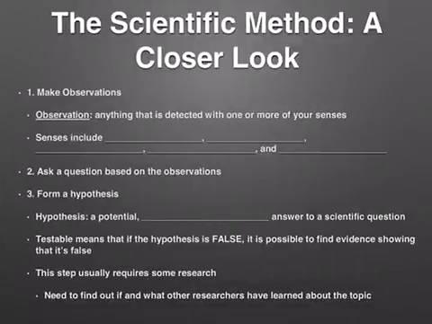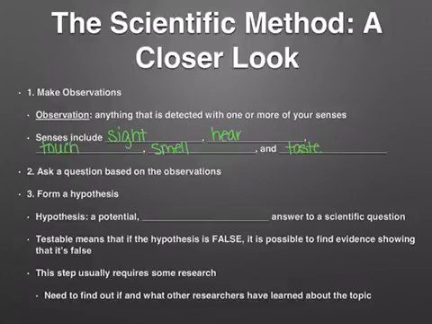So when we look at the scientific method, we're going to look at all the different steps to it. The first step says to make observations. An observation is anything that is detected with one or more of your senses. As a reminder, your senses include your sense of sight, things you see, things you hear, your sense of touch, how things feel, is it bumpy or smooth, the way things smell, and how they taste.